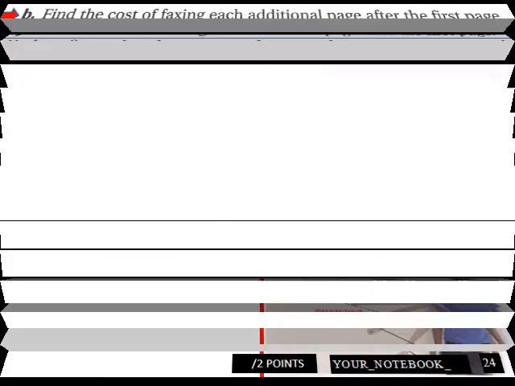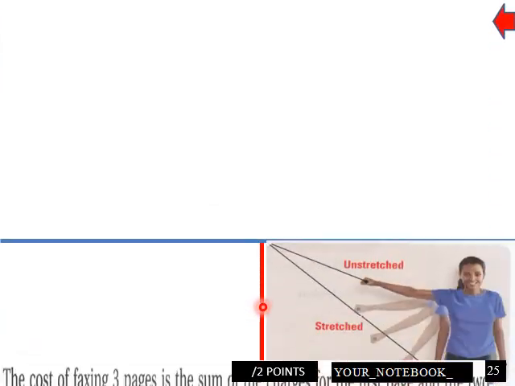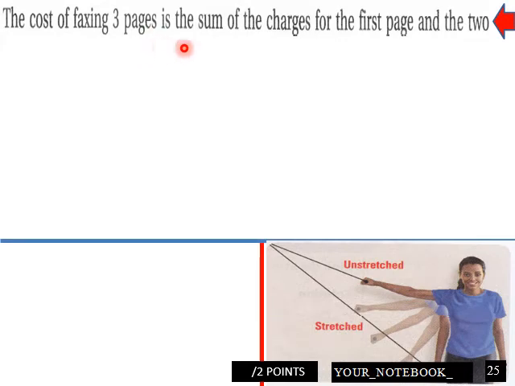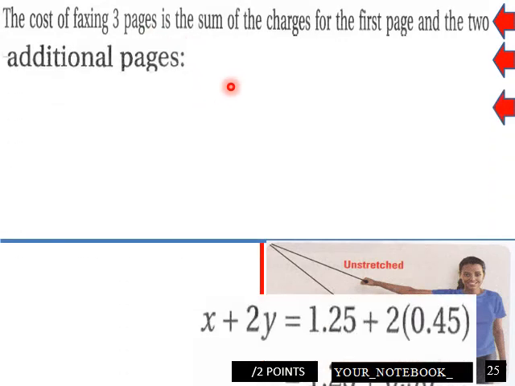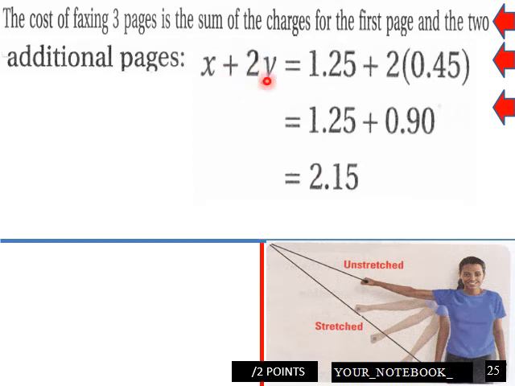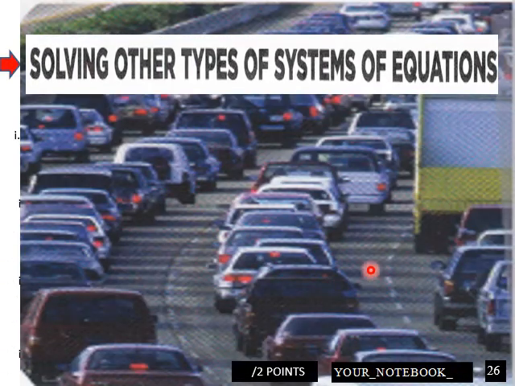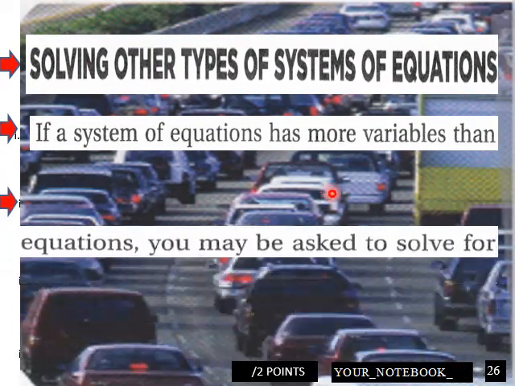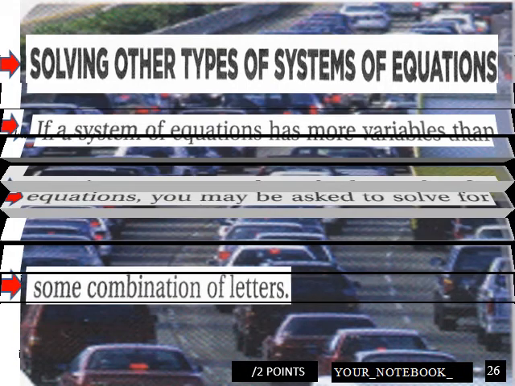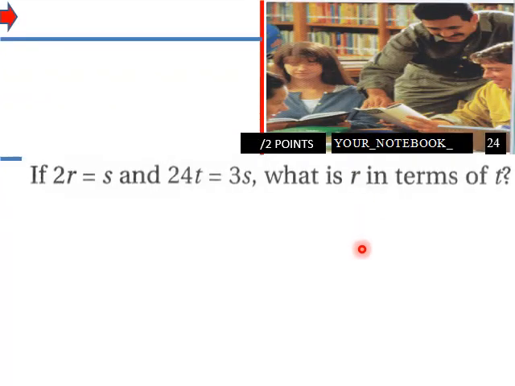So our solution: the cost of faxing 3 pages is the sum of the charges of the first page and the 2 additional pages. So x plus 2y equals 1.25 plus 2 times 0.45 equals 2.15. The cost of faxing 3 pages is $2.15. And that was done by equations. Solving other types of systems of equations, with more variables, you may have some combination here.